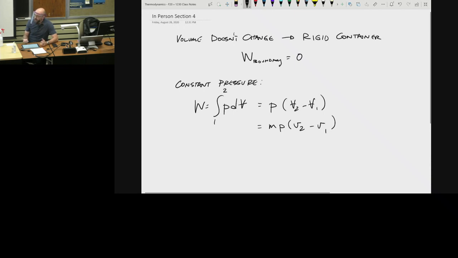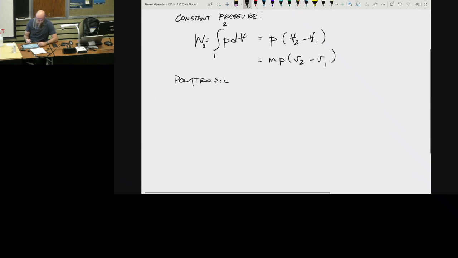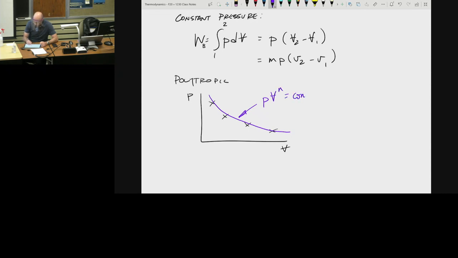There are other situations for boundary work. This is again boundary work that is polytropic. Polytropic is saying that the pressure and the volume both change, and we can graph them, and what we're modeling is we put a best fit line through this, and this best fit line is going to be PV to the N is equal to some constant value. This is going to be a power series that we're going to fit.